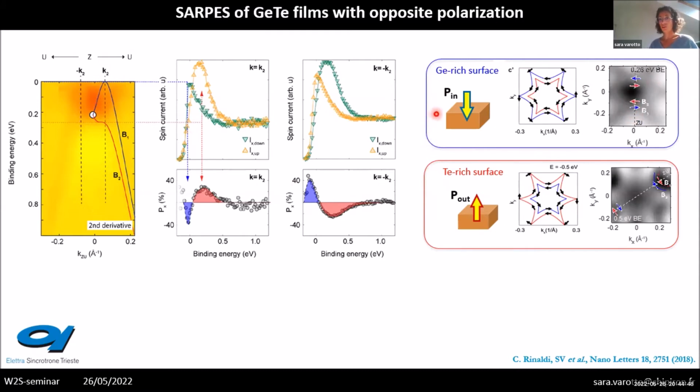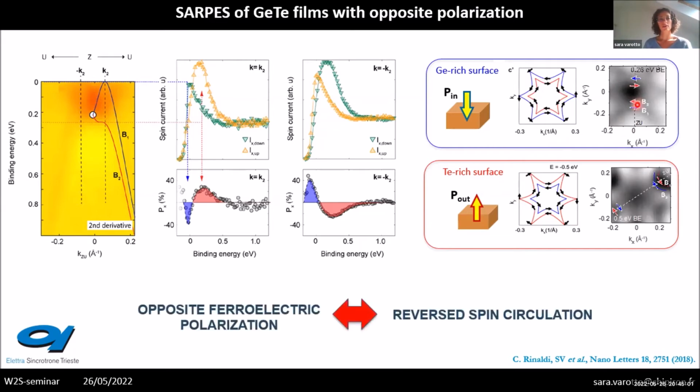This is the result for the germanium-rich surface. We operated the same way for the tellurium-rich surface, and we obtained an opposite circulation for the inner band, for instance anti-clockwise, compared to the clockwise of the other film. So this is the first experimental demonstration that if we change the ferroelectric polarization in the Rashba system, we obtain a reverse spin circulation, in agreement with the theoretical calculations.